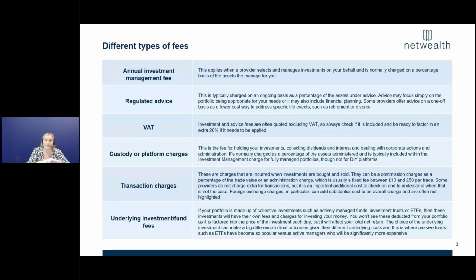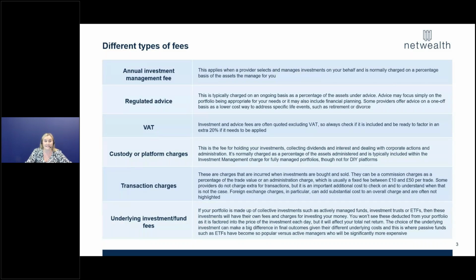So if it is at the top end of that range, it's extremely impactful on your overall net returns. And this is why it's so important to understand what's being taken out of your pot in annual fees. And if you aren't sure, then ask companies such as Netwealth to help you work through the detail.